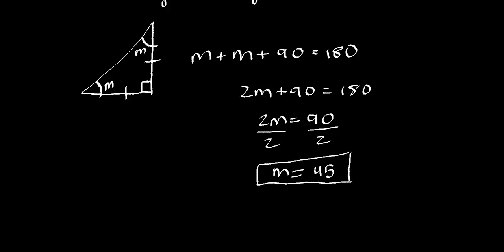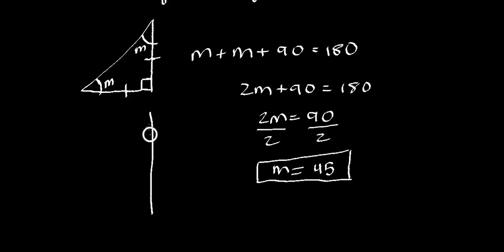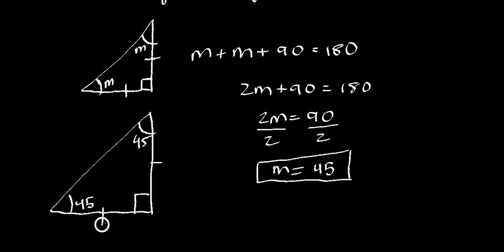Let me just redraw this quickly with our new information that we just found out. So this is 45 now, this is 45, right? And this is a 90. And these sides remain the same. Great, we know the inside. Let's move on to the outside.